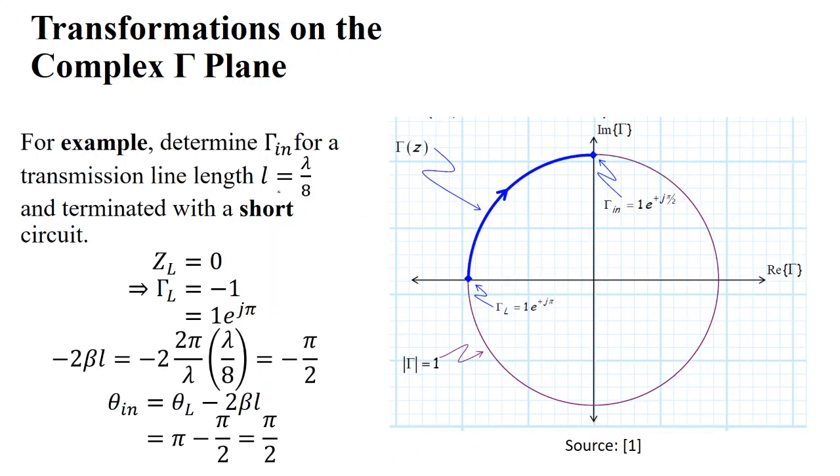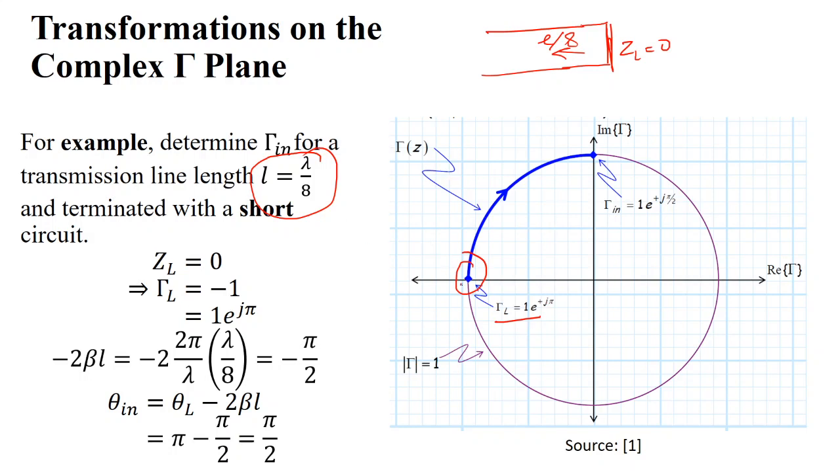For example, they have taken L equals lambda by 8. So if the length is lambda by 8, it means you are moving in this direction from load to generator by a lambda by 8 distance. Now, for example, the line is short circuited, so the line is shorted here directly. So ZL equals 0. So when ZL is equal to 0, the reflection coefficient is given by this expression, and the phase is pi.